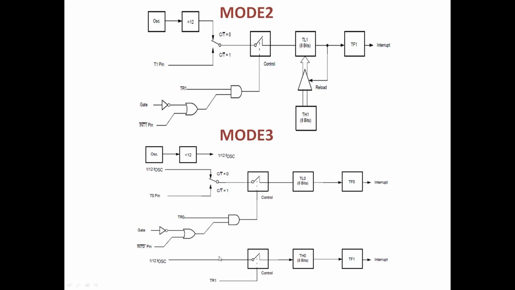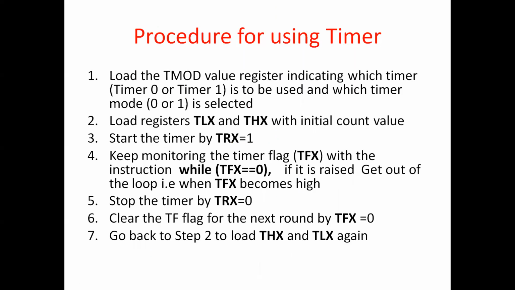Okay. There is no choice for counter operation. So timer 0's lower 8 bits will be used as either counter or timer, and the higher 8 bits can be used as a timer. This mode we call the split mode of operation. Okay. These are the three modes.